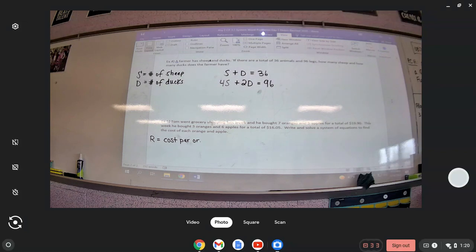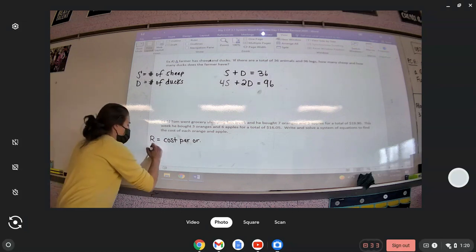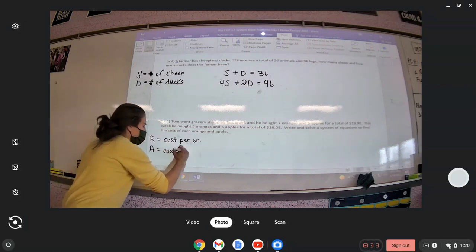A lot of people were writing the number of oranges. No, they didn't ask you to find the number of oranges. They asked you to find the cost. And then I'll use A as the cost per apple.